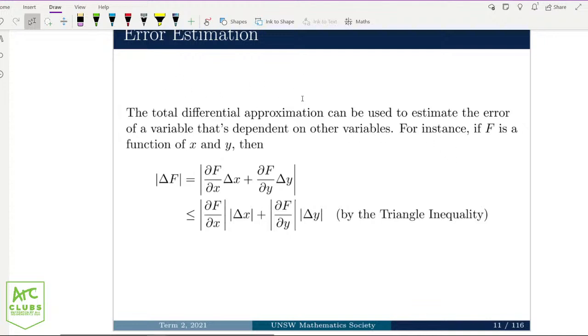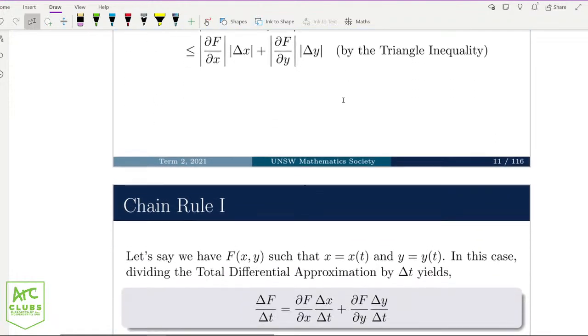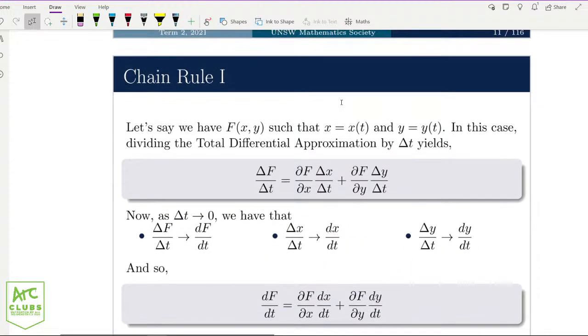Right, so now on to the last concept that we will be covering for the first topic. We have chain rules. Essentially, we are again starting off with our formula for total differential approximation. So if you can see, delta f is equal to partial f partial x delta x plus partial f partial y delta y.